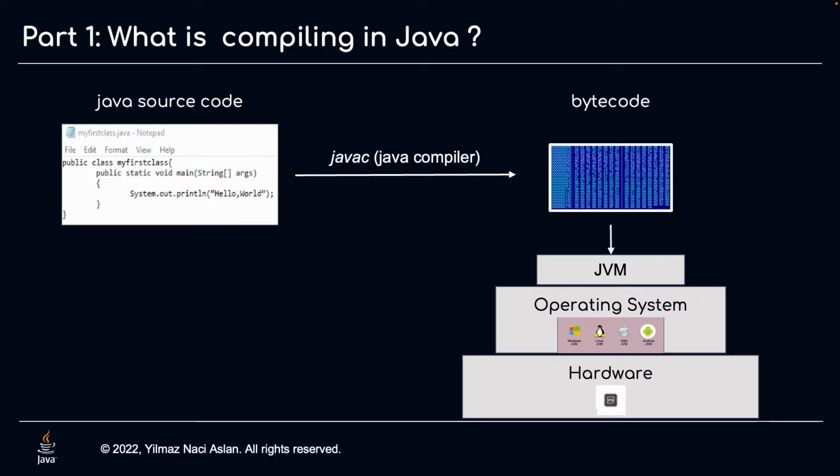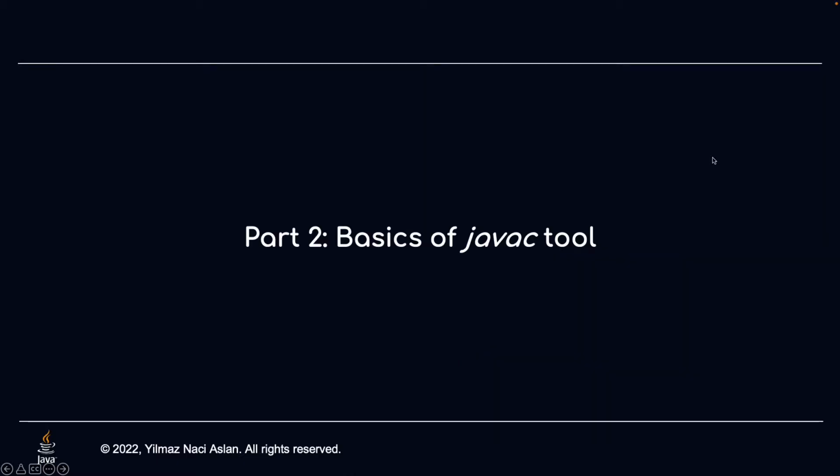So basically, we can see all these layers between the Java virtual machine, operating system, and hardware. What the Java compiler does is the very first step of this chain, which is converting Java source code into bytecode. So let's see how this javac tool actually works.